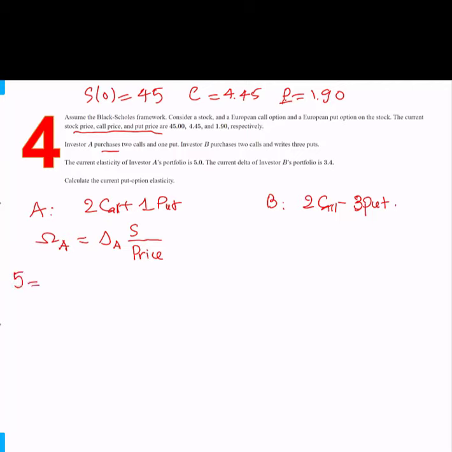So omega A is 5, right? Delta A here is just 2 delta C plus delta P, where S is 45, the given current stock price, over the price of the portfolio of investor A. Investor A purchased 2 calls, so it should be 2 times the price of the call plus 1 price of the put.